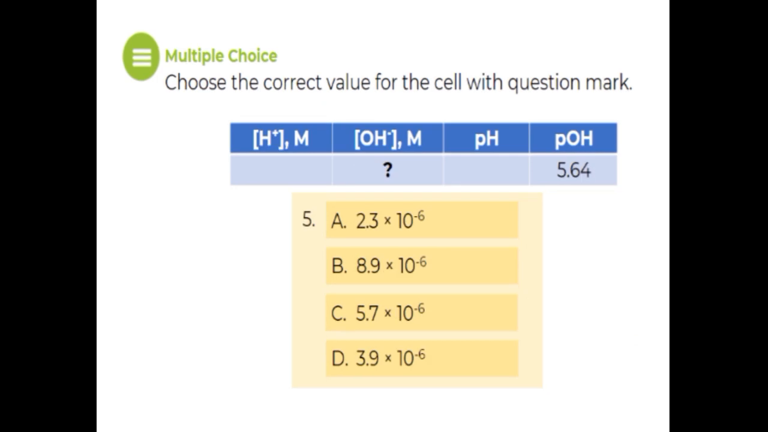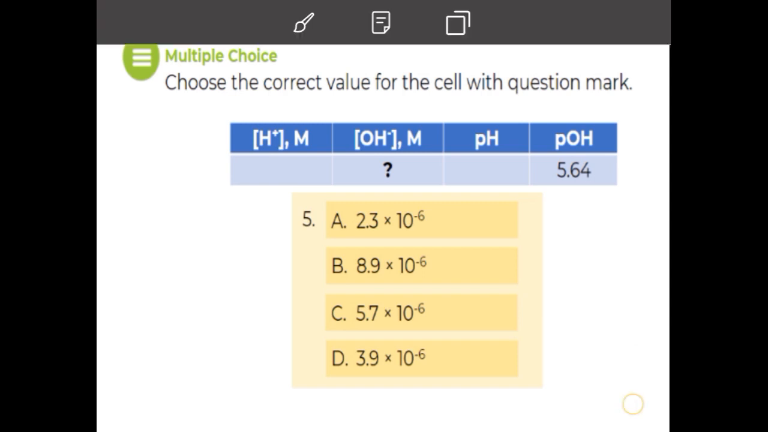Number 5. Choose the correct value for the cell with question mark. Letter A. 2.3 times 10 raised to negative 6. Letter B. 8.9 times 10 raised to negative 6. C. 5.7 times 10 raised to negative 6. Or letter D. 3.9 times 10 raised to negative 6.